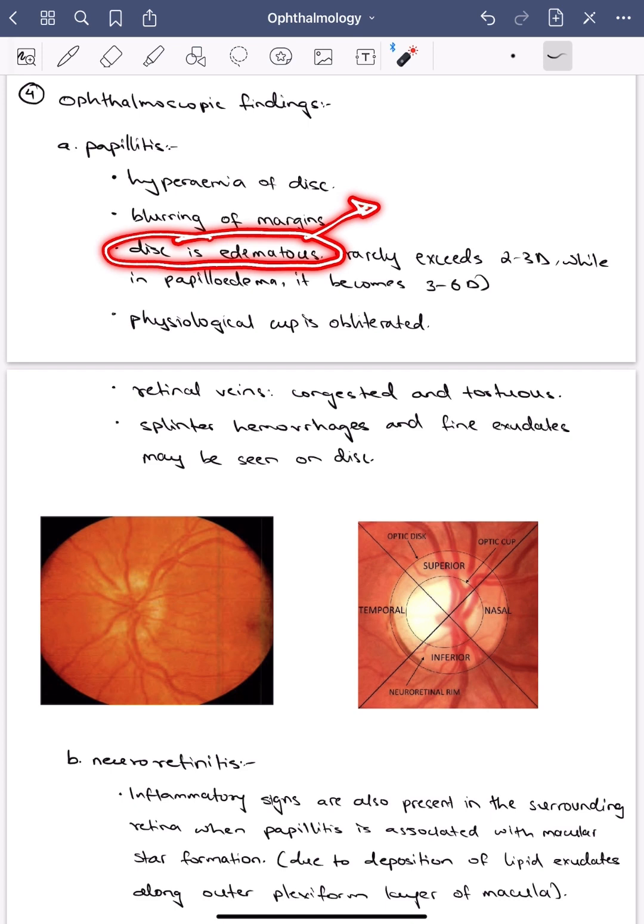Now to differentiate papilledema and papillitis through ophthalmoscopic findings, in papillitis the elevation really does not exceed 2 to 3 diopters. That is, to view the disc clearly you need to increase the power of the ophthalmoscope. So in an edematous disc, to view the disc clearly you need to increase the power of the ophthalmoscope, and for papillitis you need to increase it up to 2 to 3 diopters, whereas in case of papilledema you have to increase the power up to 3 to 6 diopters to view the edematous disc clearly. So these are the features of papillitis.